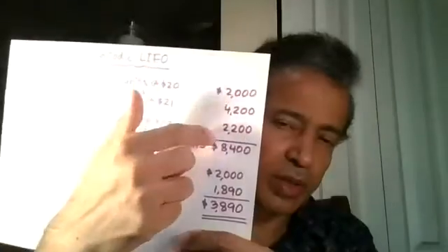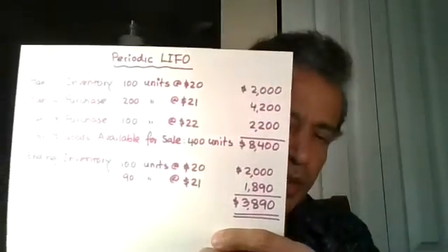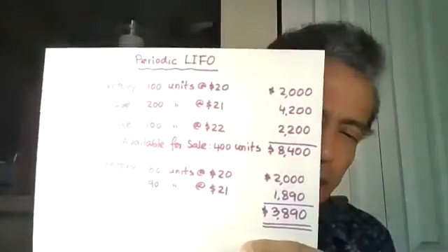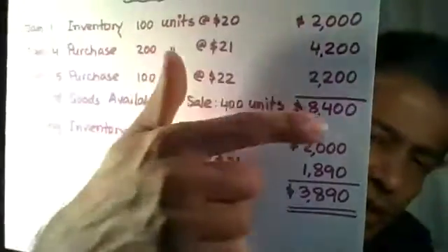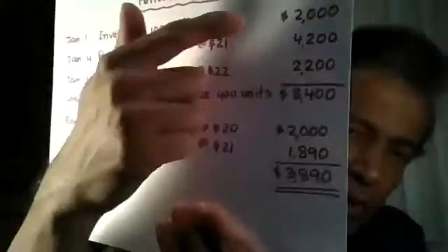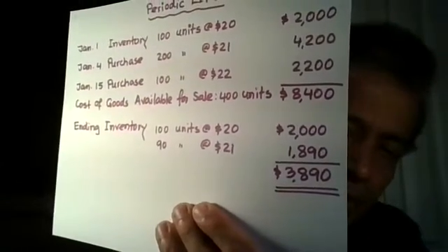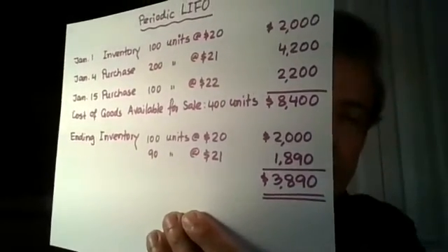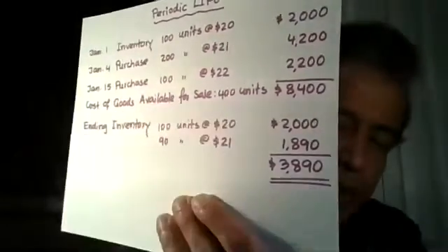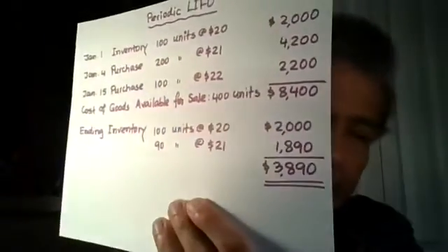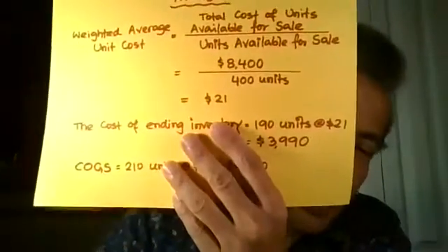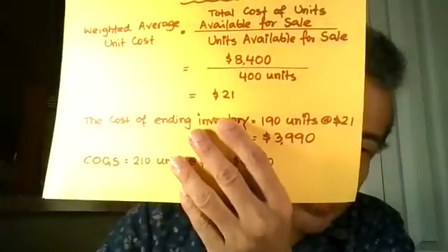You can see beginning inventory 100 units at $20, then 200 units at $21, then 100 units at $22. So that gave us a total, including the beginning inventory plus purchases. So cost of goods available for sale was $8,400, and number of units there was 400. So divide 8,400 by 400, that would give you the average price. And we got the weighted average price of just $21. Nice round figure.